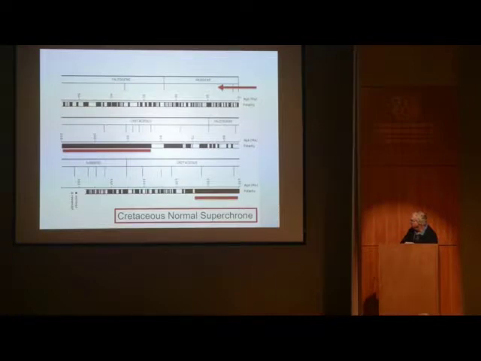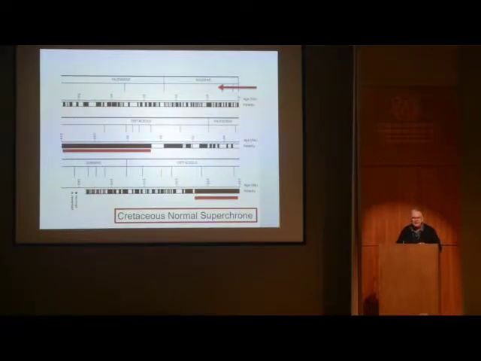In fact, it's called the Cretaceous Normal Superchrome, where for something like 30 or 40 million years, it was all pointing the same way. And so this is irregular. Sometimes it lasts for a long period of time, sometimes not. And so they've discovered additional long periods extending on back in time. So this was information we didn't have before.